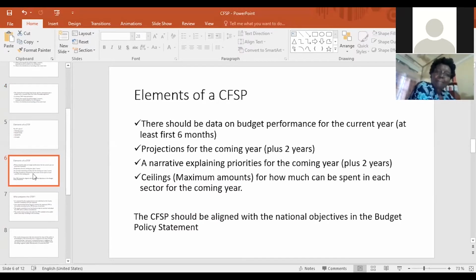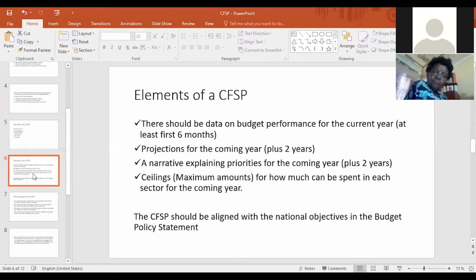Yes, you are right. So here are the elements of CFSP. Now explaining it further. There should be data on budget performance for the current year, at least the first 6 months. So that when we look at the county fiscal strategy paper, it should show us that. And it should also show us projections for the coming year, okay?